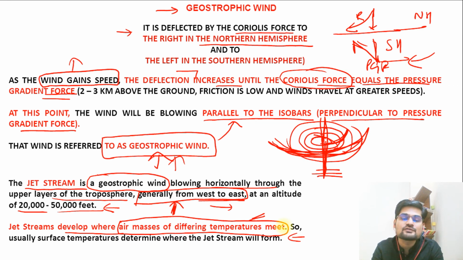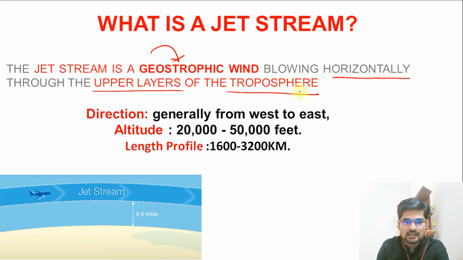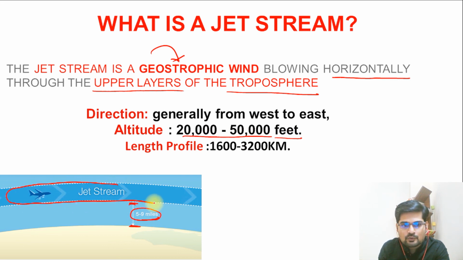So now from the concept of geostrophic wind, let's go to the concept of jet stream and understand it in detail. So what is a jet stream? A jet stream is a geostrophic wind that we have learned, and it is blowing horizontally. Now remember, it is blowing horizontally through the upper layers of the troposphere, right? So the altitude is about 20,000 to 50,000 feet. In miles, what you see here is 5 to 9 miles, and this is the upper segment of the troposphere. And remember, if you see this flight here, that is why it is called jet stream, because of the jet layer where jet planes fly.